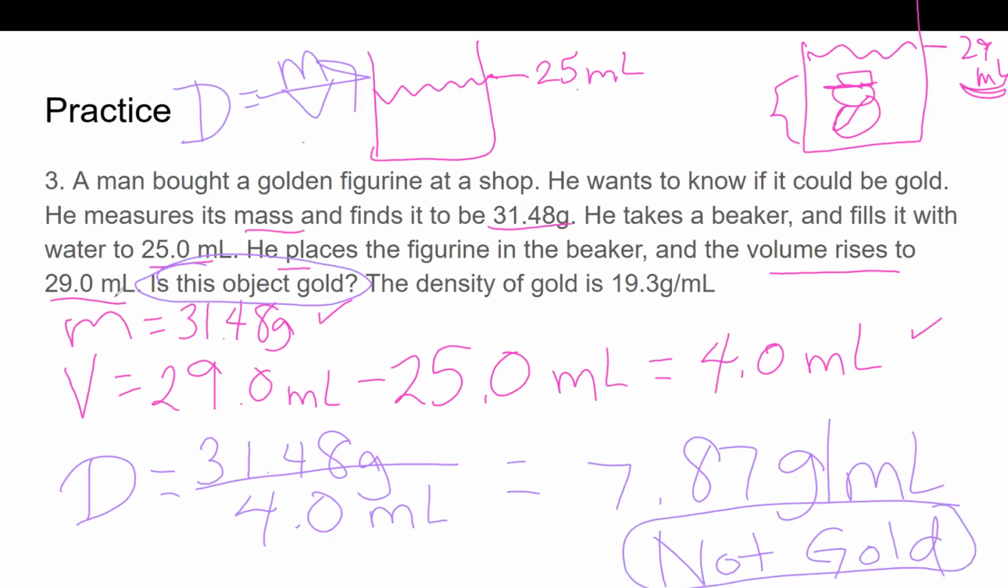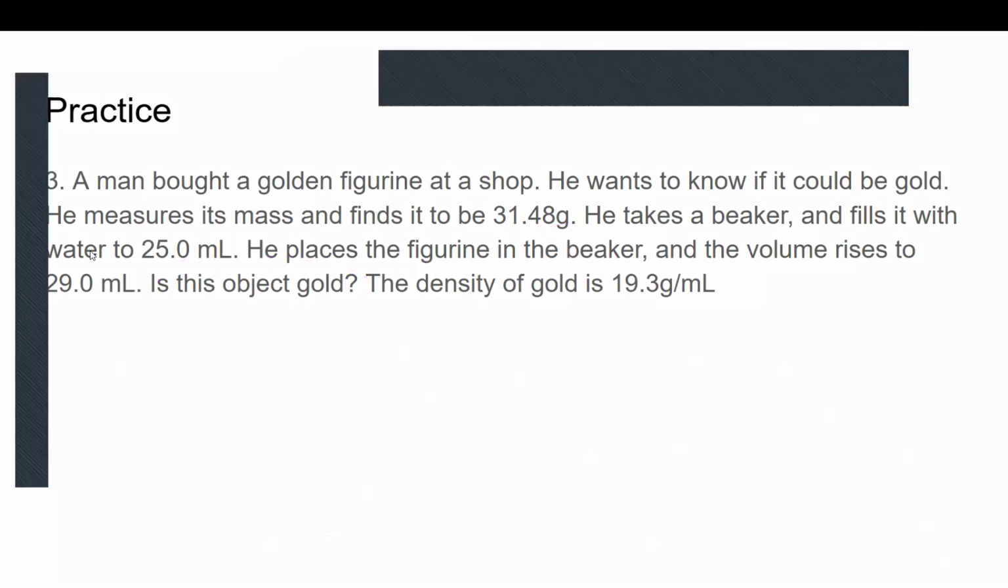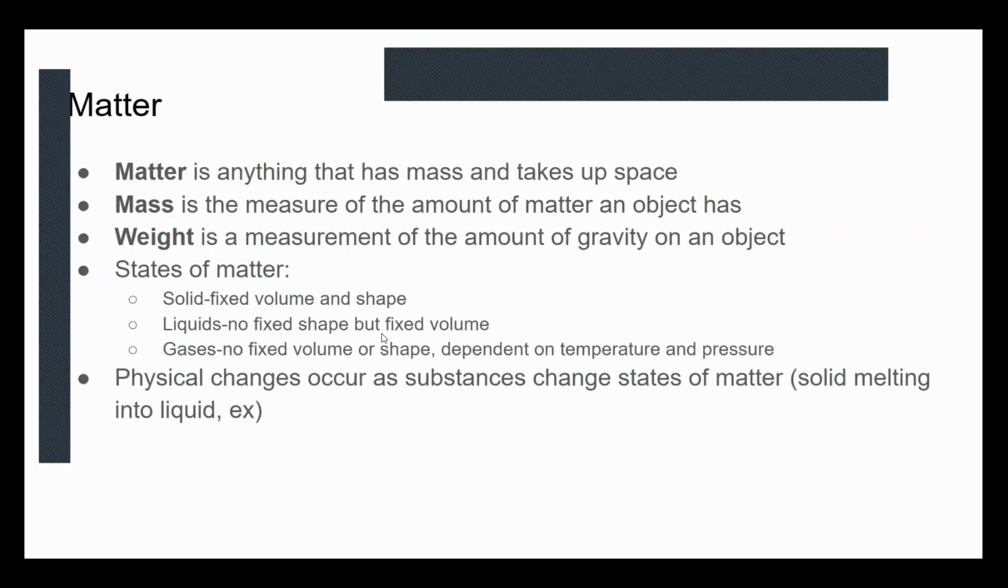Now we could take this and look up what material has this density and determine what the object is actually made out of. But if the man thought he got a deal on a gold figurine, it's actually not gold.